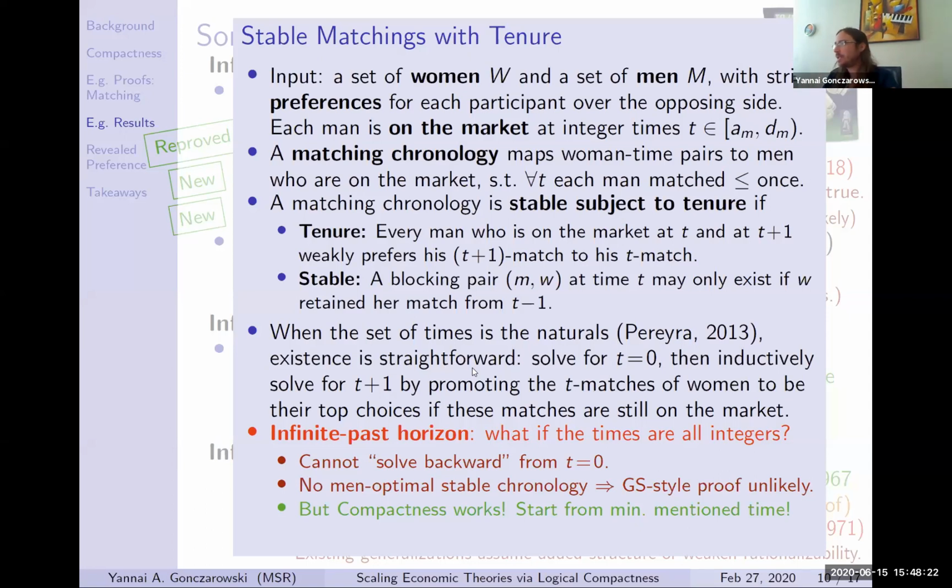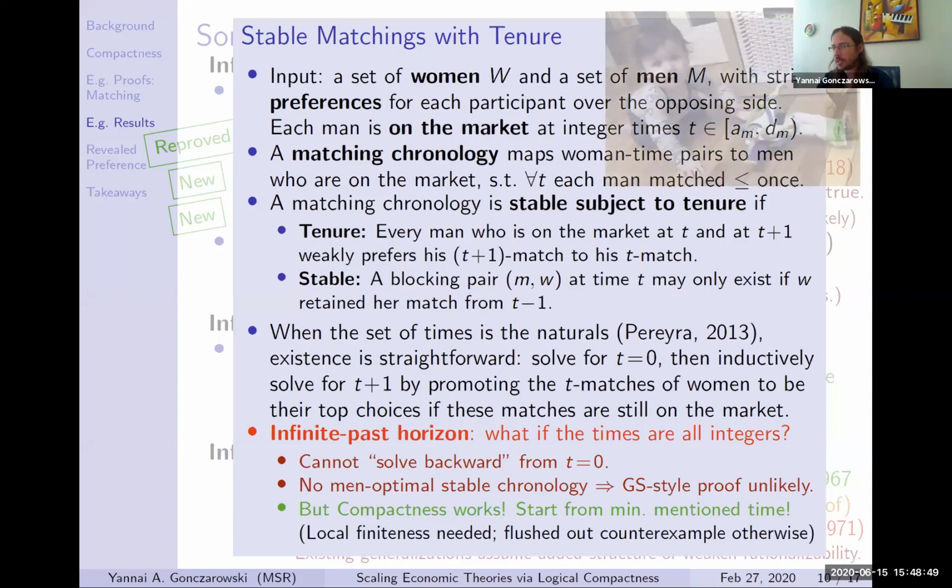Now give me a subset of that set of formulas. It only mentions finitely many times, so it mentions some earliest time. Use Pereira's induction to solve from that time onwards, so you can show that the finite set of formulas is satisfiable. Boom, logical compactness, the whole thing is satisfiable. There is a stable chronology even when there's no minimum start time. We just did induction without an induction base.